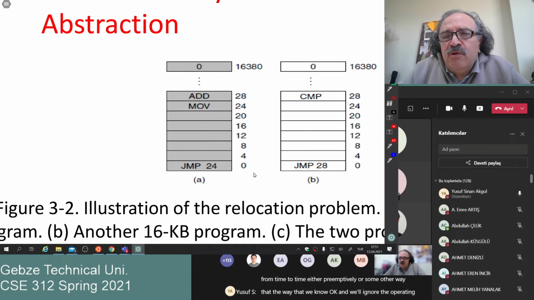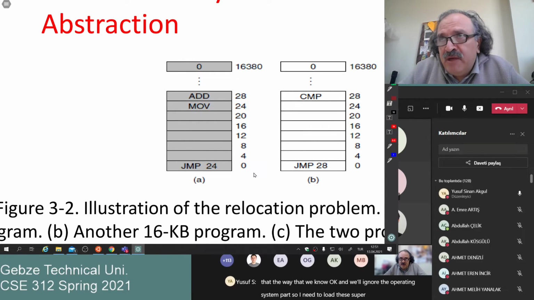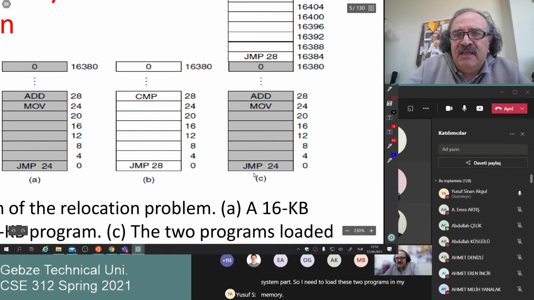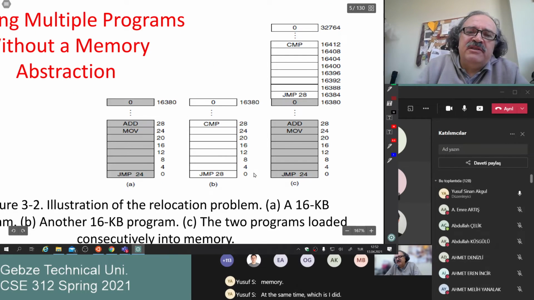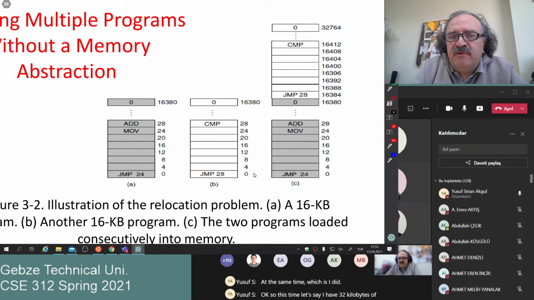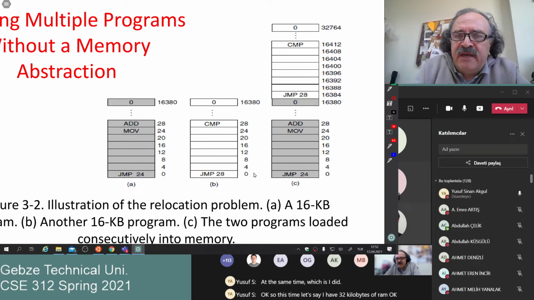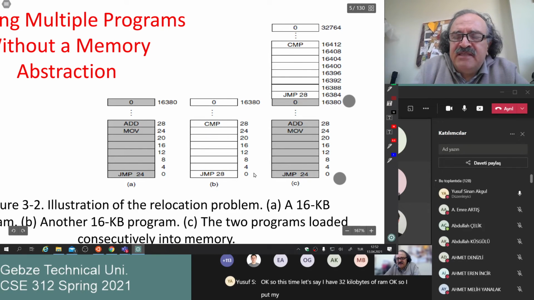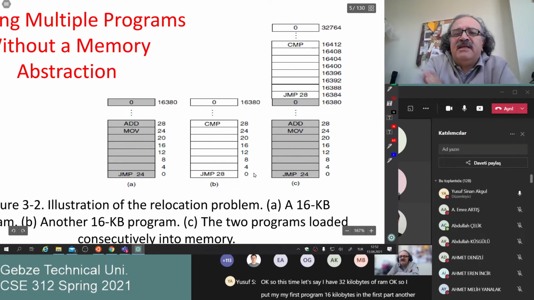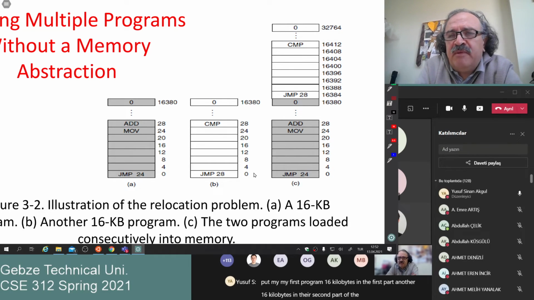So I need to load these two programs in my memory at the same time, which I did. This time let's say I have 32 kilobytes of RAM. So I put my first program, 16 kilobytes, in the first part and the other 16 kilobytes in the second, upper part of the memory.